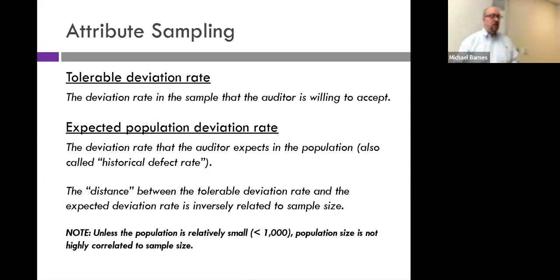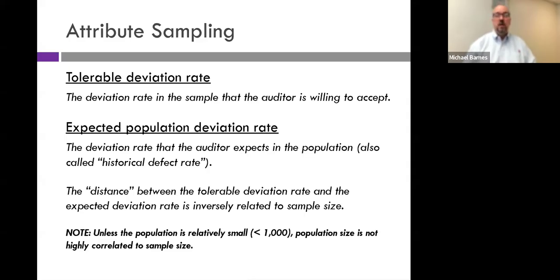Then we have the expected population deviation rate, which is called the historical defect rate. And this is the deviation rate the auditor expects to see in the population. Now, why is this so confusing? The reason why is because these two have to be combined to give us some information about the sample size. We have to consider these two jointly.